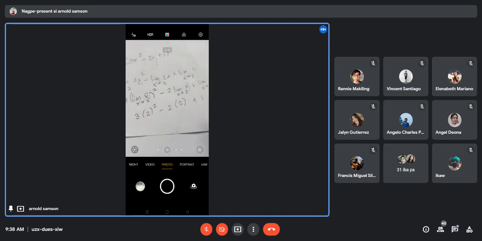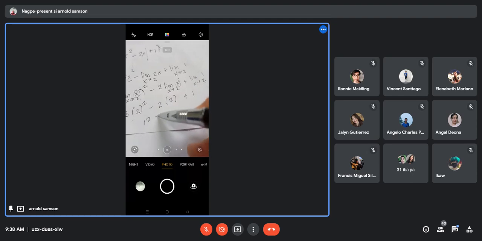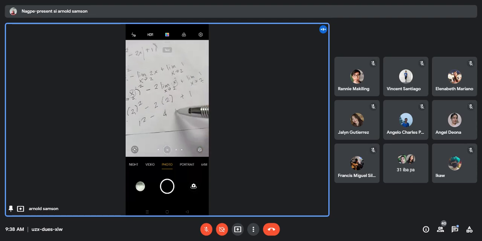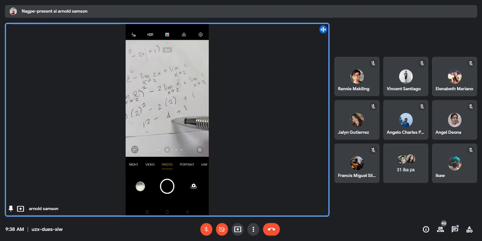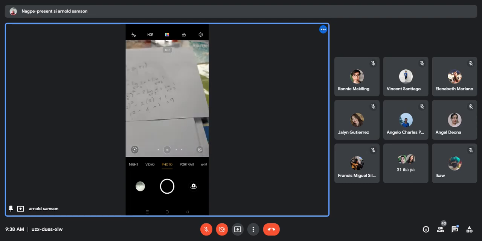Then we simplify. 3 times 4 is 12, minus 4 plus 1. So 12 minus 4 is 8, plus 1. The final answer for this is 9. Okay, got it?